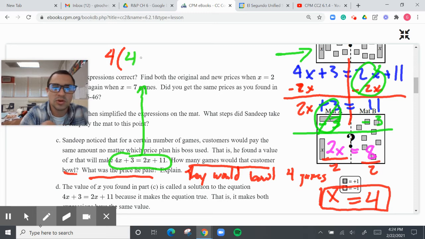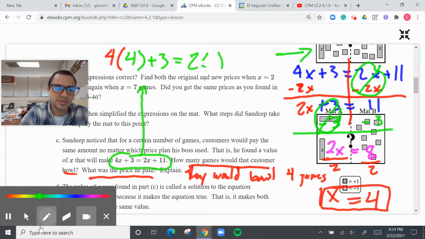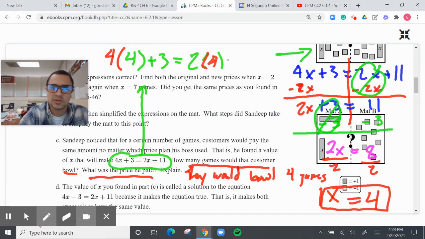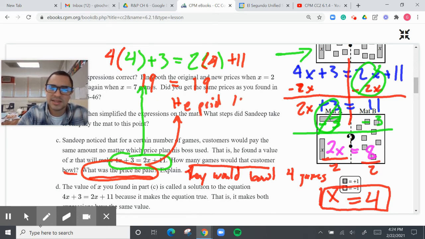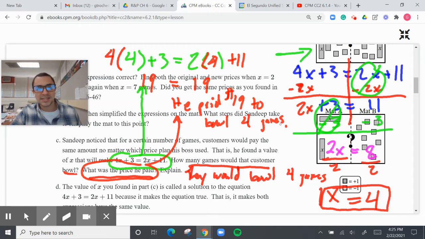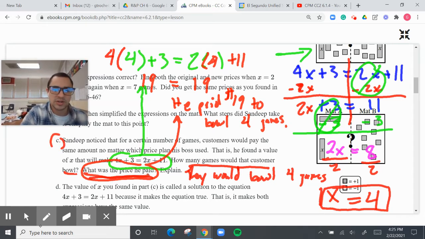4 times 4 plus 3 equals 2 times 4 plus 11. And that should equal: 4 times 4 is 16, 17, 18, that should be 19. And this should be 4 times 2 is 8, plus 11, that should be 19. So he paid $19 to bowl 4 games. All right, and that's the answer for C right here. That's our answer for this question right here.